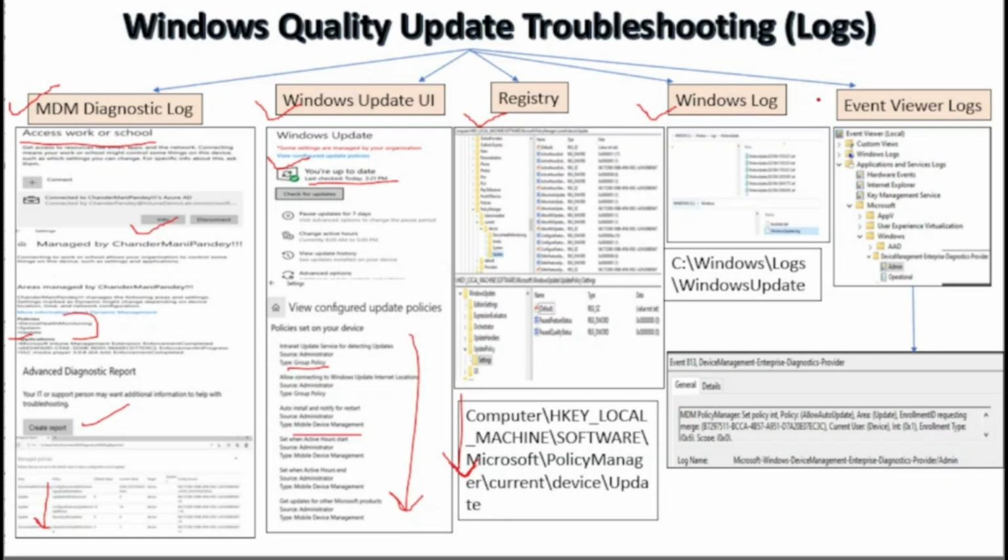Now the fifth location is the Event Viewer log. This is very helpful to track the MDM policy configurations as well as the downloading and installation of updates. By checking the Event Viewer log, we can track the end-to-end process of Windows Update, starting from policy configuration, then download, installation, and rebooting of the devices.